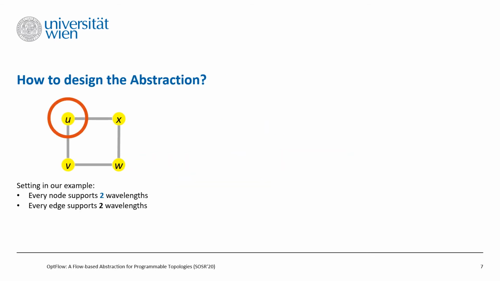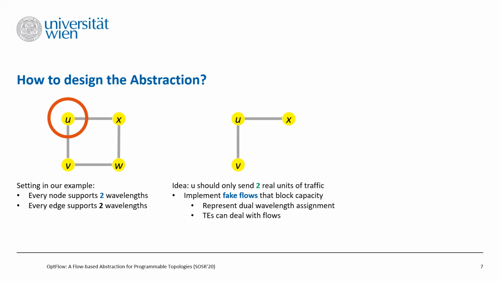So in this example, we had that every node supports 2 wavelengths and every edge supports 2 wavelengths as well. So let us zoom in into one node U. In general, U should only be able to send 2 real units of traffic. So in order to do so, we propose to implement fake flows that block capacity. These fake flows represent a dual wavelengths assignment, where these fake flows block the traffic flow, leaving only space for the real traffic according to the capabilities of the nodes and edges.